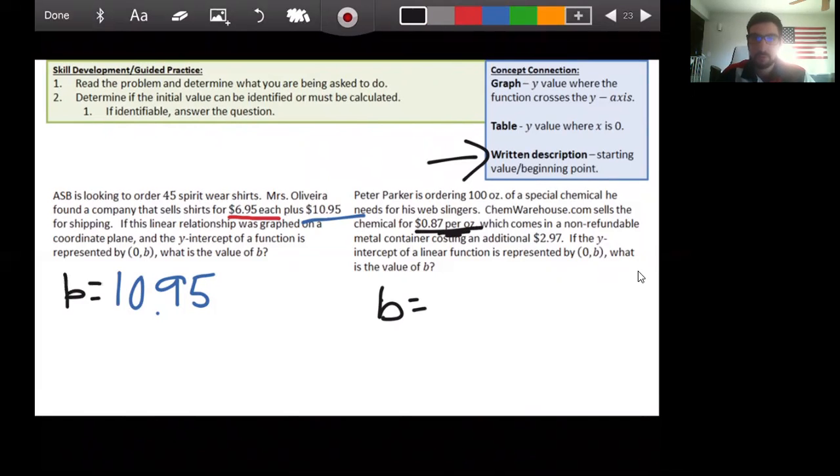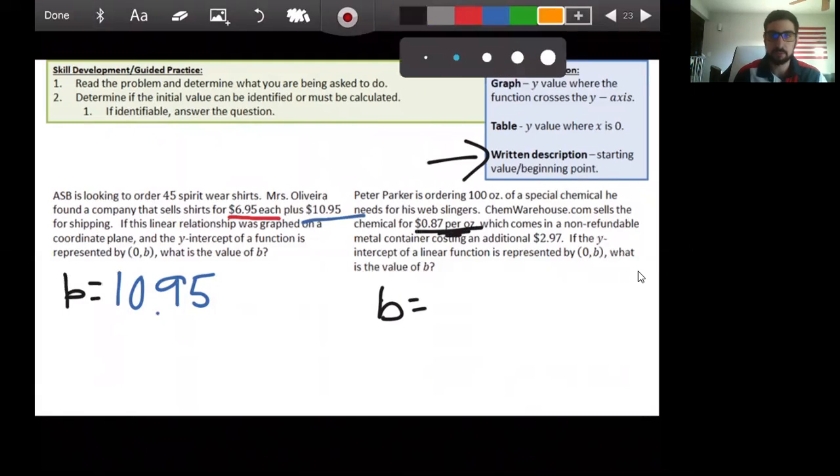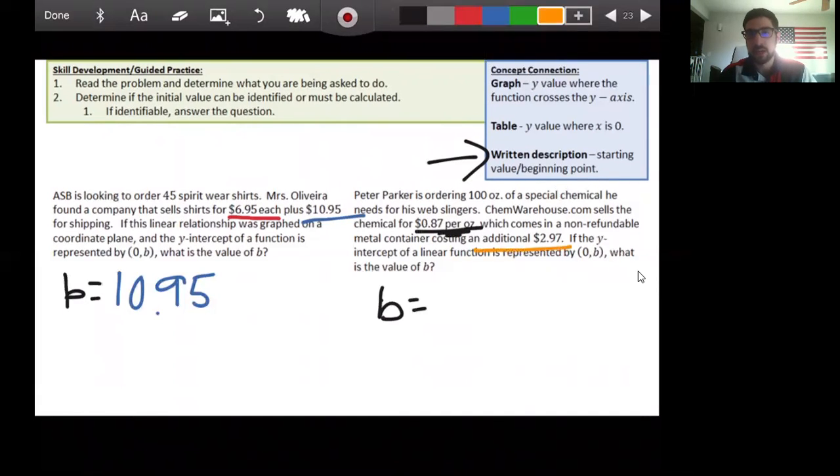Which comes in a non-refundable metal container? If it's a non-refundable metal container, I need to buy it. I have to buy it. I don't have a choice, which is an additional $2.97. I have to pay that $2.97 to get this container before I can even get the chemical. Because I have to pay this first, this is what I'm starting at, which means I'm starting at $2.97. B would be $2.97.